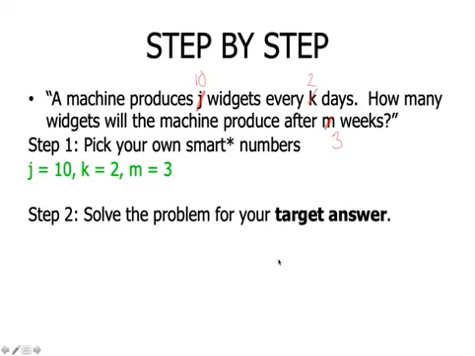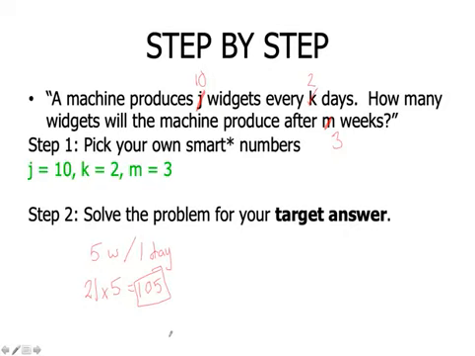Step 2 is to solve the problem so that you get a target answer. Well, I'm just going to solve this problem as if these numbers were in it. So the machine produces 10 widgets every 2 days. I might do some mental math and say, okay, well, that's 5 widgets per 1 day. So how many widgets will it produce in 3 weeks? Well, in 1 week there are 7 days. In 3 weeks there are 21 days. So I'm going to multiply 5 by 21. 21 times 5 gives me 105. So 105 is my target answer.